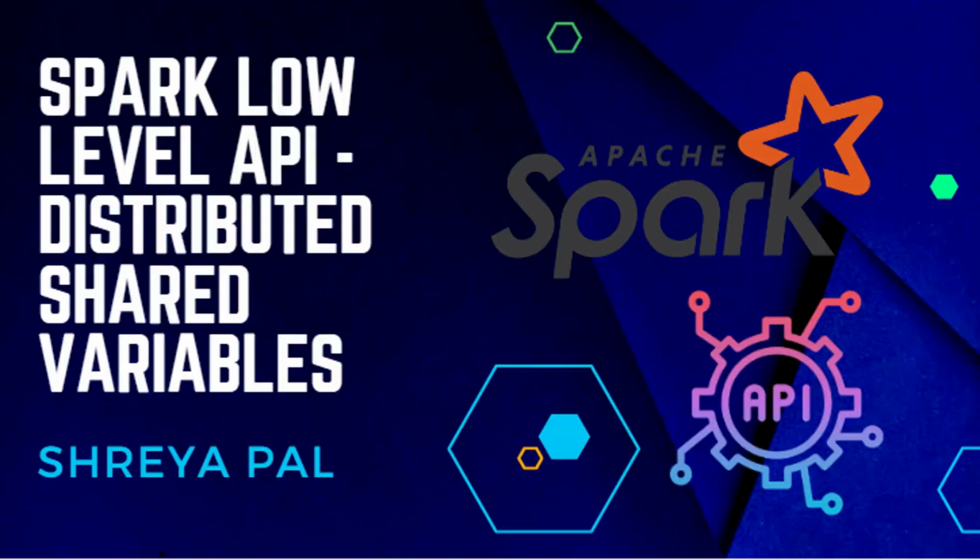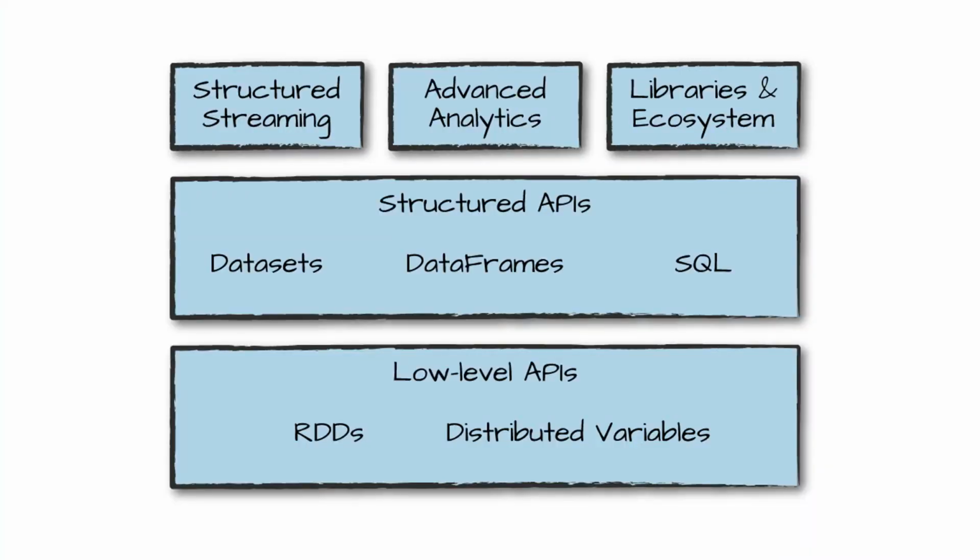So let's get started. First of all, a very quick recap. What does Spark offer in terms of APIs? There are two sets: high level or structured APIs, and second is low level APIs. High level structured APIs are nothing but dataset and data frames. They give us a higher level abstraction and make the programmer's life easy to code. There are three of those: dataset, data frame, and SQL.